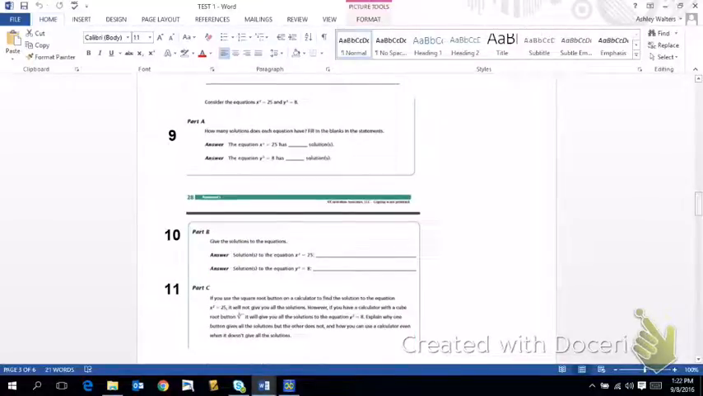In number 9, you're asked to consider the equations x squared equals 25 and y cubed equals 8. We want to know how many solutions each equation has and fill out the blanks in the statements. When we're looking at x squared equals 25, we want to know what value squared will give us 25. When we're squaring something, we're multiplying it by itself 2 times. And 5 times 5 will give us 25. But also, multiplying negative 5 by negative 5 will give us a positive 25 as well. So that means that we have two solutions.